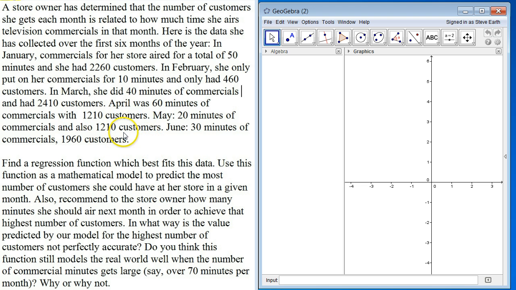So we've got all this data here. Just to make sure we understand what's going on, every month she airs a certain amount of time of commercials, and then she sees how many customers she gets that month.